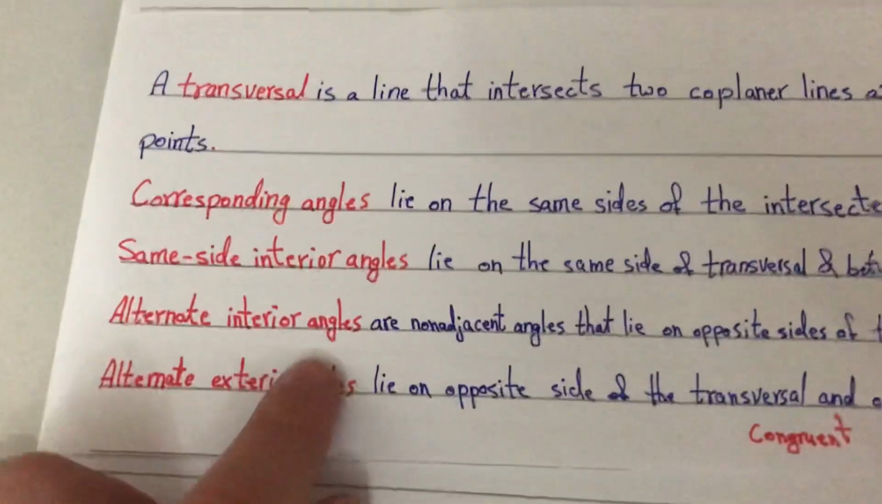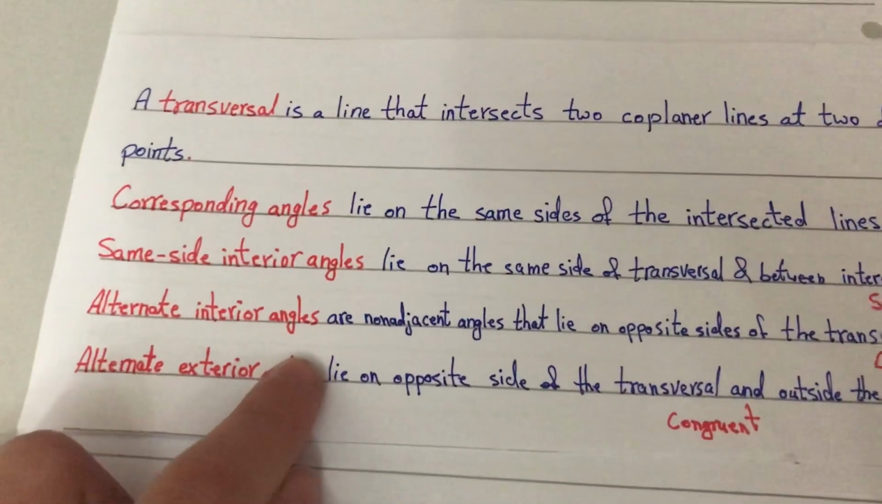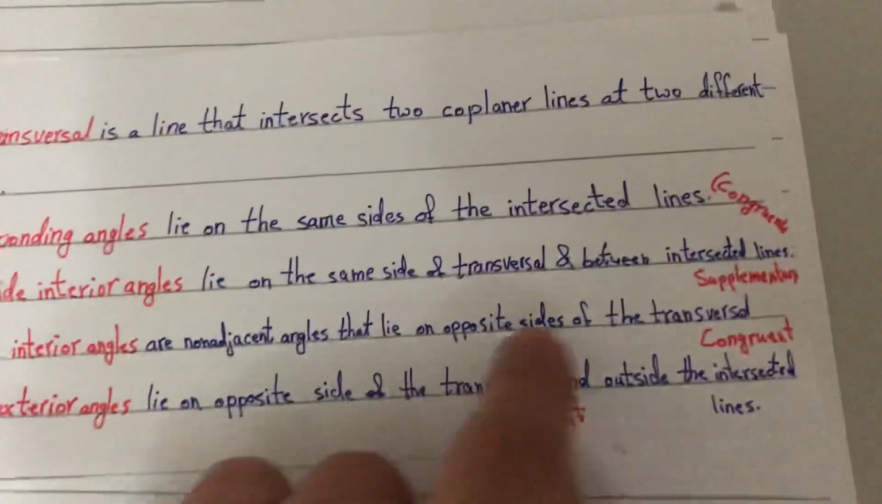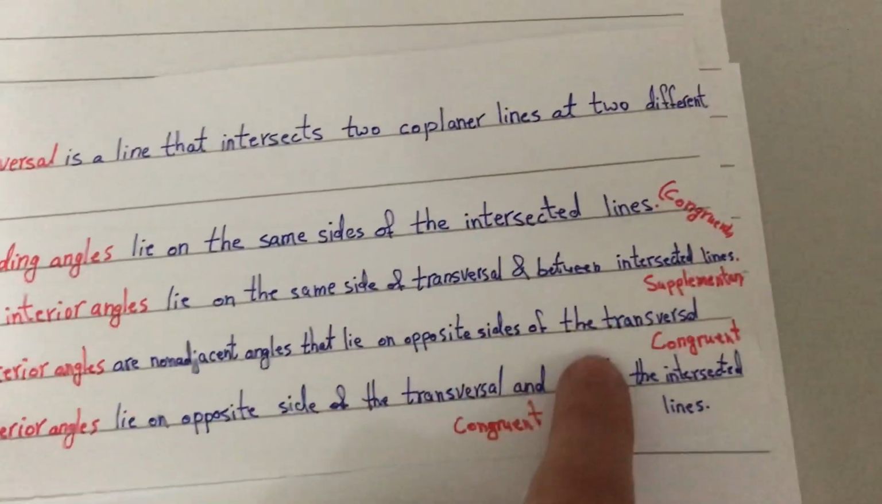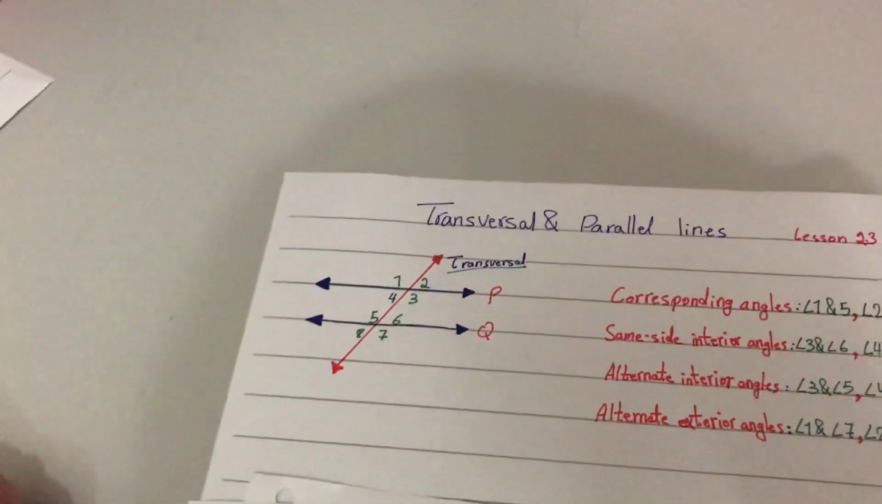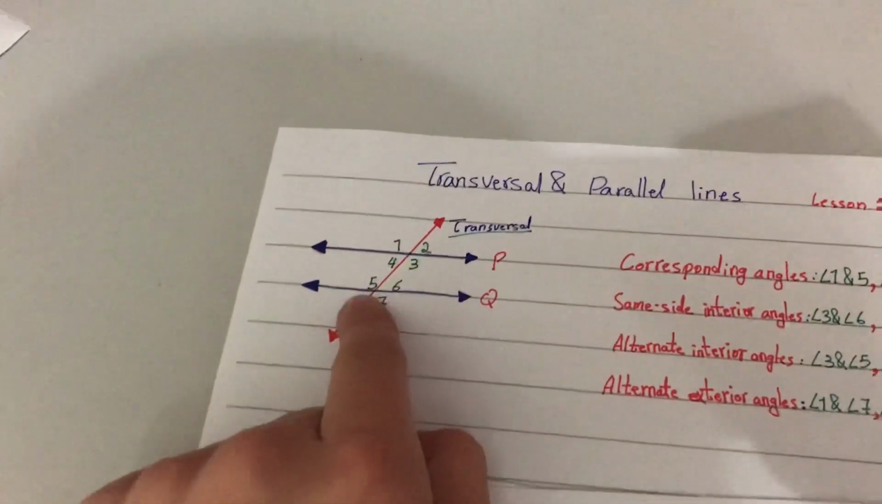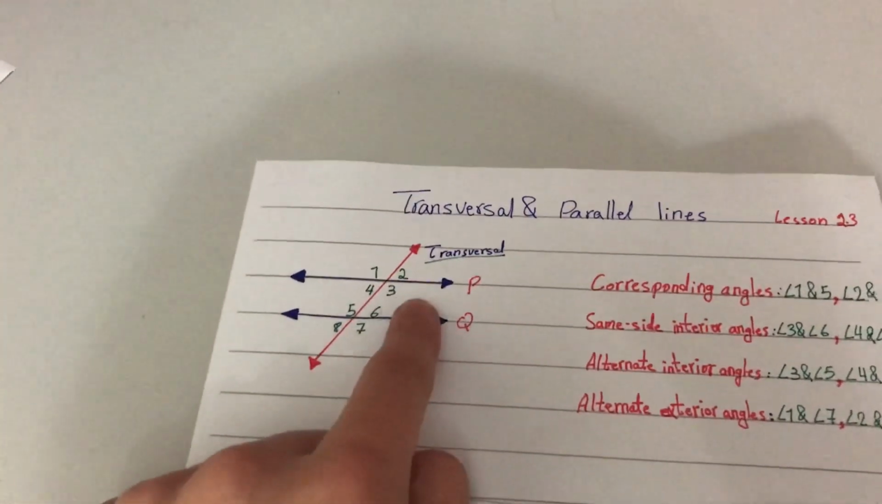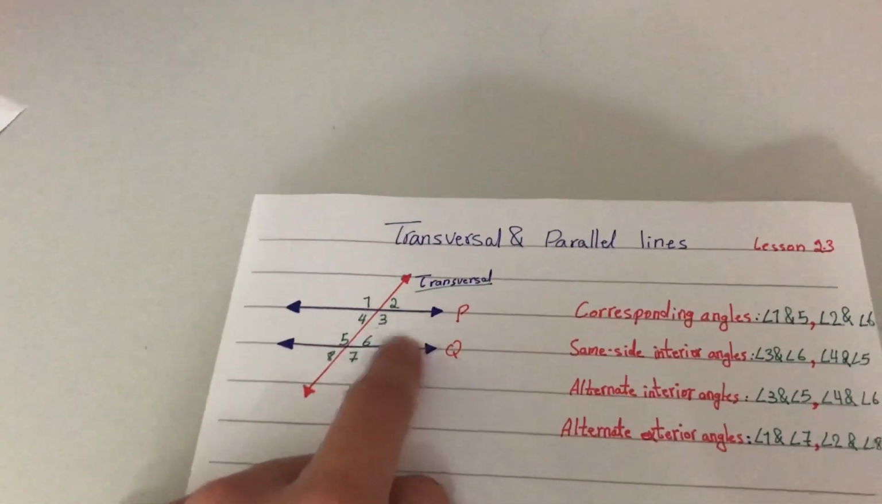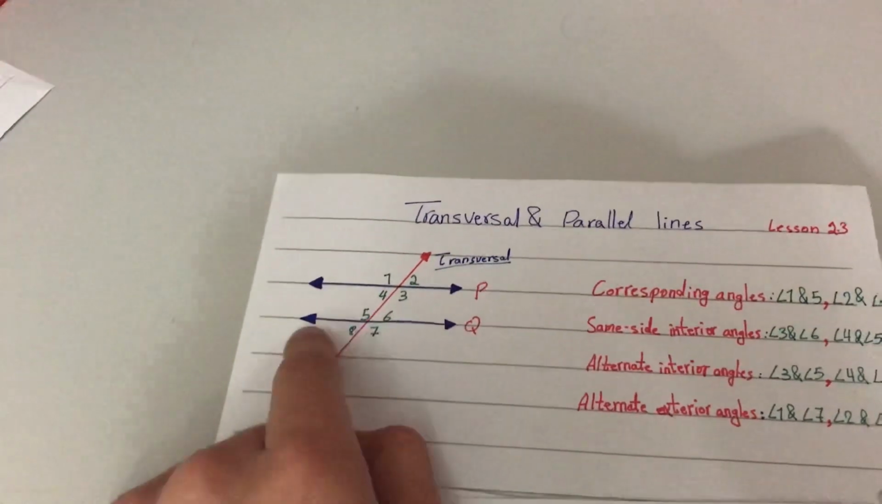Now we got alternate interior angles. Alternate interior angles are non-adjacent angles, so they are not adjacent and they lie on opposite sides of the transversal. They're congruent too. So we can say, for example, angle 3 and 5. They are congruent, but they are in different positions. For example, this one is at the right of the transversal line and this one is at the left.